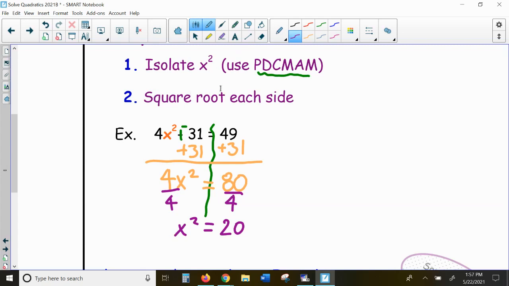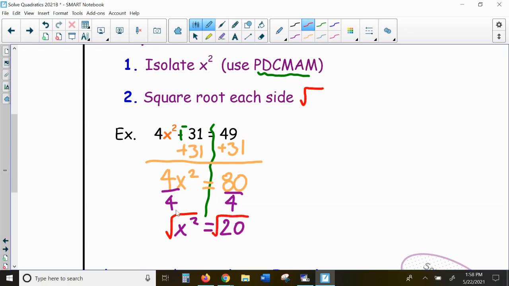So square root means I need to take the square root of both sides. So a square root is this. So you might want to add that in your notebook. That is the square root symbol. That's called a radical, and it indicates that we should be taking the square root of a number. You'll learn next year that you can have little baby numbers on these. So I'm going to square root this side and square root this side.